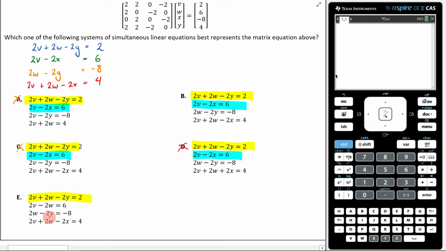And now, let's have another look. 2v plus 2, yeah, that's good. It's the second one, 2v minus 2, that one's wrong. This should be 2x. And then we can say B is the correct answer.